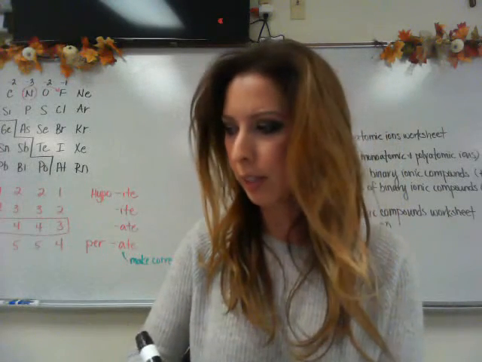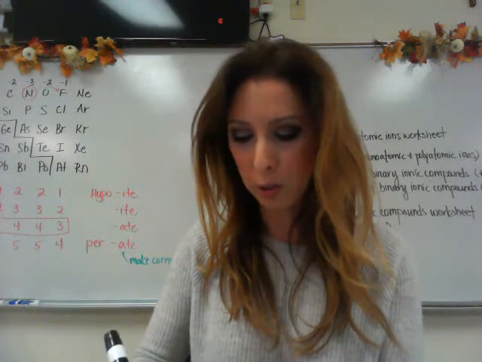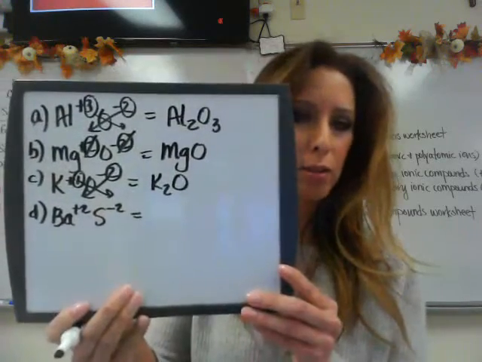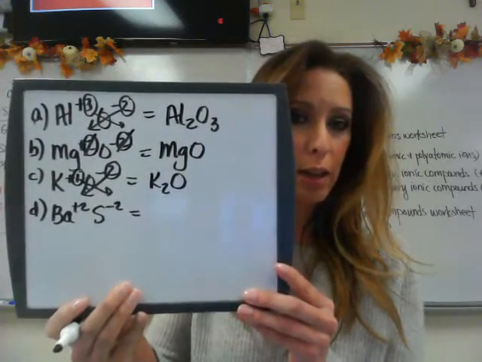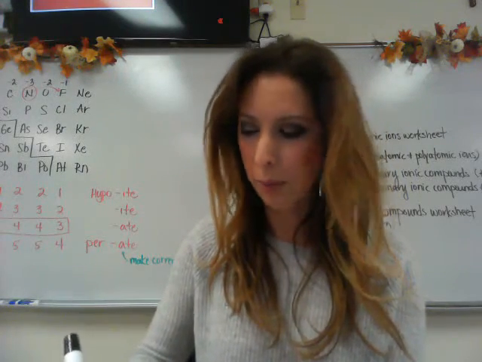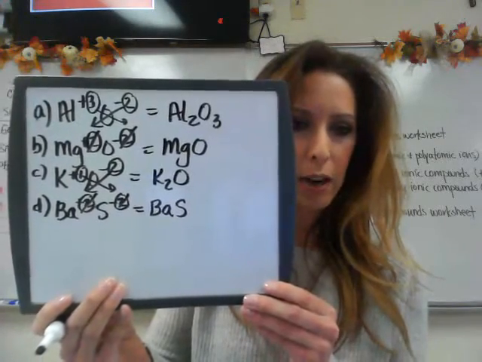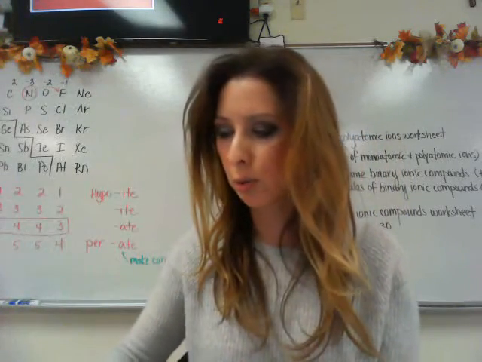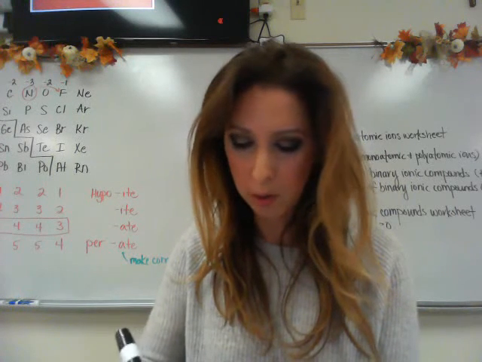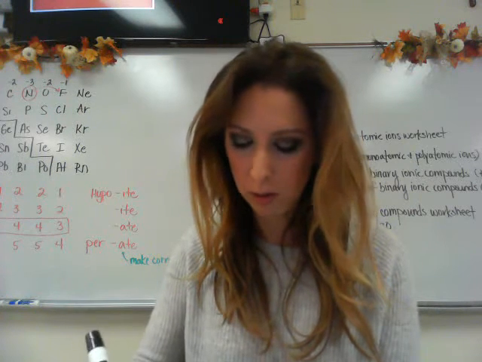Now, for D, we've got barium and sulfur to give us barium sulfide. Barium is Ba+2. Sulfur is S-2. The numbers in the charges are the same, so they cancel. And you're going to get BaS, okay? Now, I would suggest doing E through H. I'm just going to write down what those answers are so you can check them with yours.